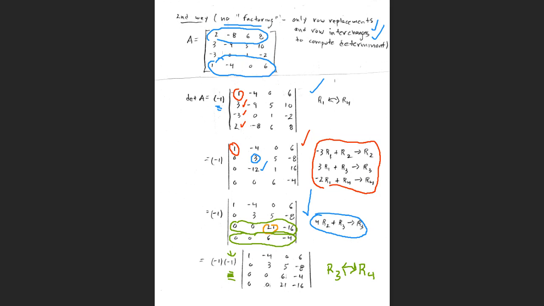And notice, we've had two row interchanges. So we have -1 to the second power. Okay, -1 to the second power. Yeah, that's fine.